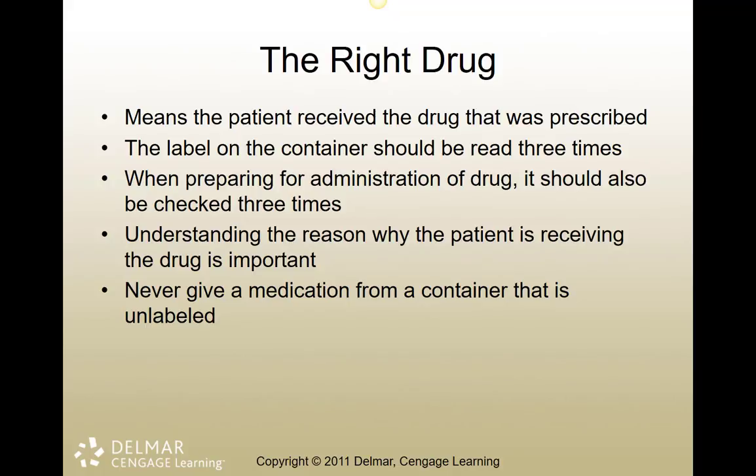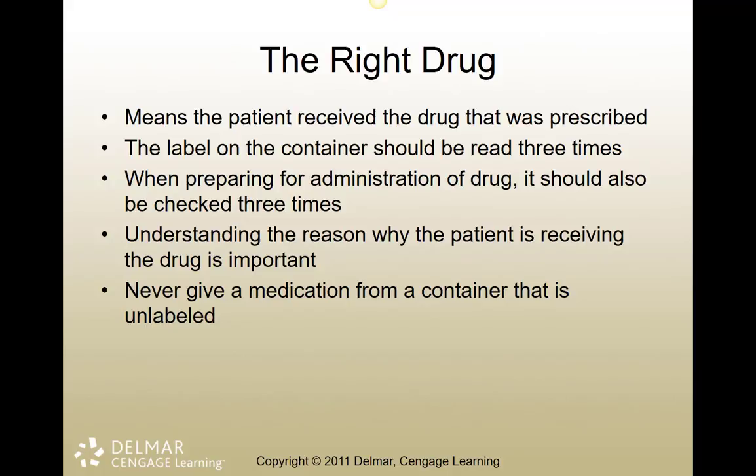So the right drug means that the patient's receiving the drug that was prescribed. The label container said we should read it 3 times to make sure it is the correct drug in the correct concentration in the correct form. There can be differences in concentration. You might be looking at prednisone. Prednisone can come in a half a milligram, 5 milligrams, and 20 milligrams. I might have a prescription for 5 milligrams. If you pick up 1 milligram or 20 milligrams, that's the wrong container for that patient. So you want to make sure that you verify that, and we check it 3 times before we administer it.